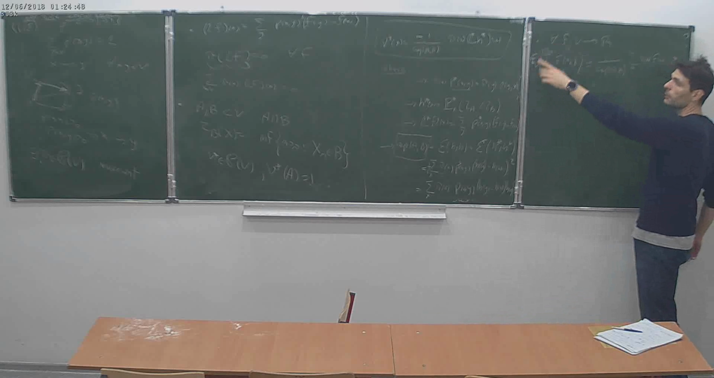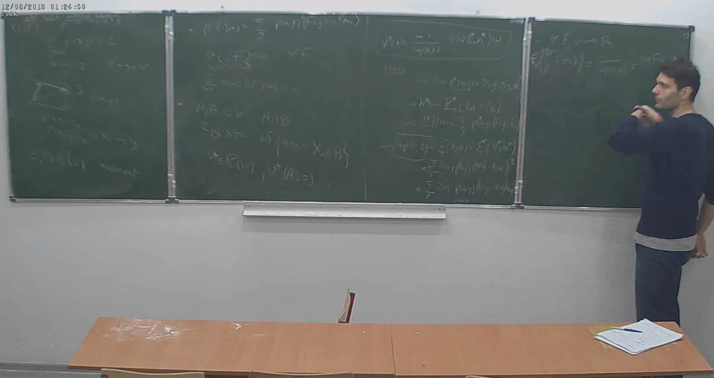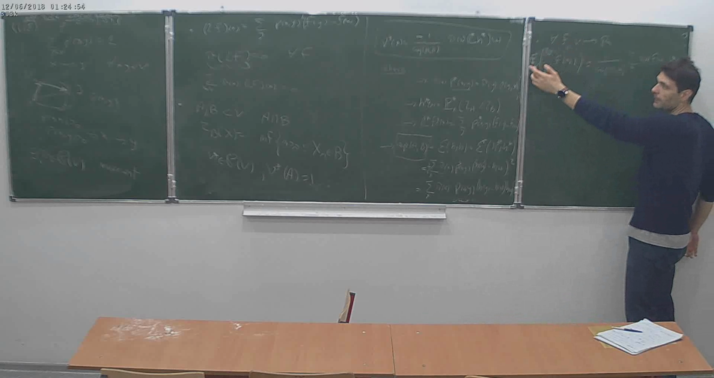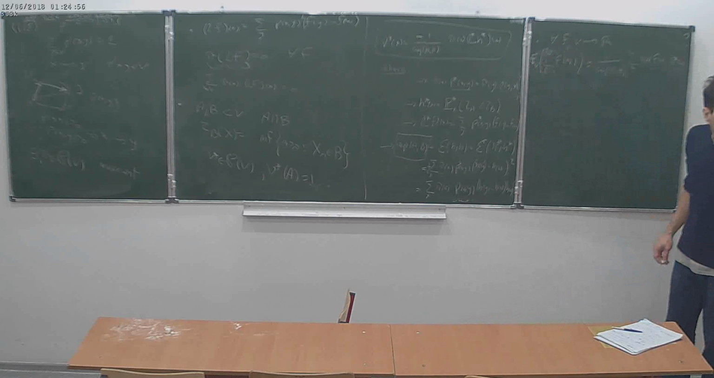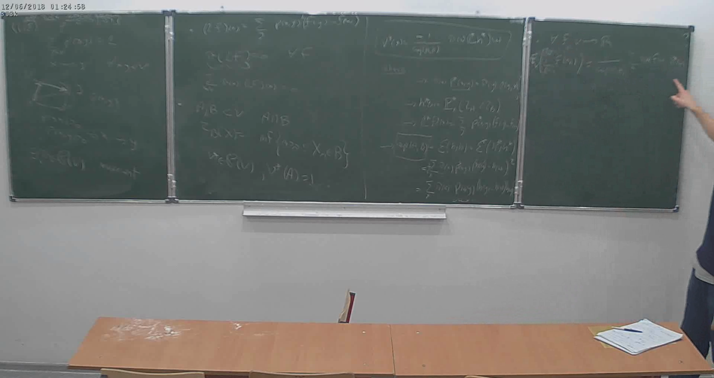This is a function on the path. This is a function which depends on all the paths up to an arbitrary large time. We take the expectation and we write it just in this way. Okay, that's where we stopped more or less last time.